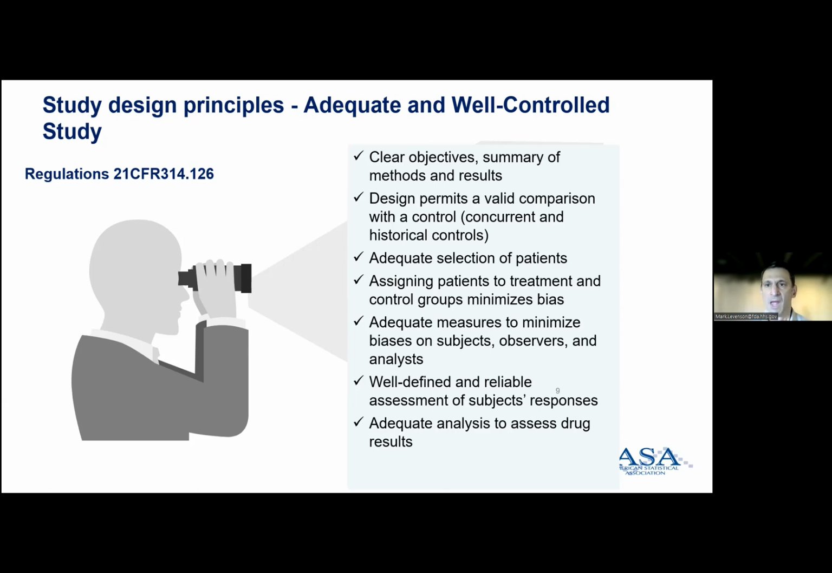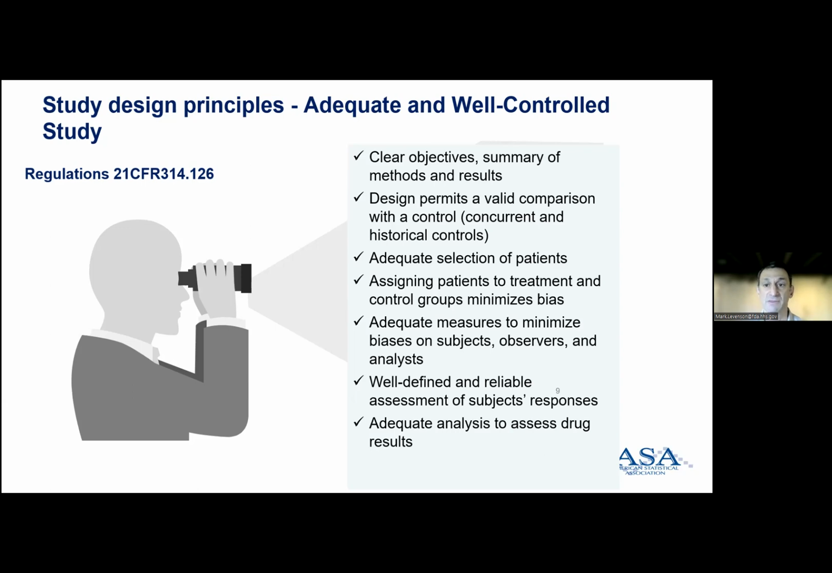What's interesting here is that the regulations talk about concurrent controls, so that might be in a randomized study, but it also mentions historical controls. So even though these regulations have been around for some time, they mention historical controls. This might be used, as I said on the previous slide, for real world evidence. But it does point out that these are used in special circumstances, which I won't go into right now. The next one is the adequate selection of patients.